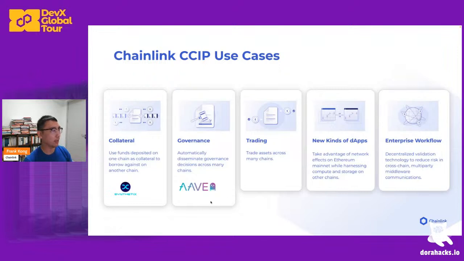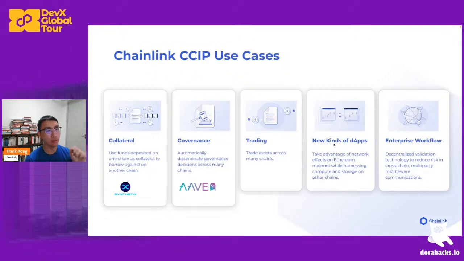You will have the cross-chain governance proposal smart contract on some blockchain and provide the interface of this blockchain. When I say interface, I mean the CCIP standard. You can provide this standard on the different blockchains, and the users on the different blockchains will use this standard to send transactions to make their proposals or vote for others' proposals, right? And also we can see cross-chain trading or new kinds of dApps or enterprise workflows.